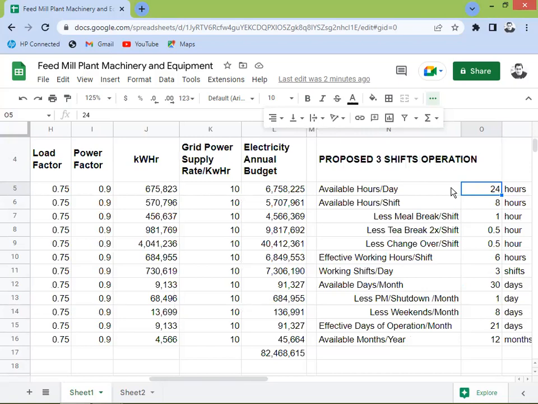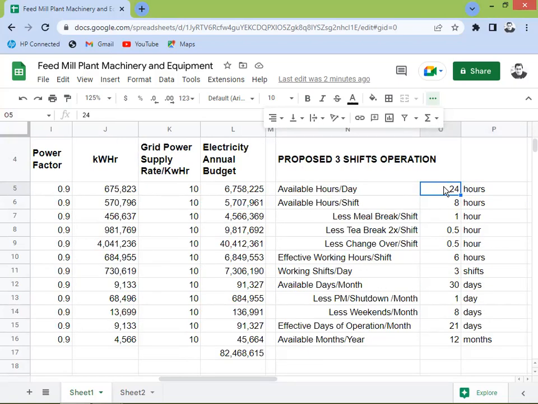Okay, that's why it's important that you have the hours of operation or days, the period: how many days in a week, in a month, how many months in a year. So in this case, we said only 6 hours is effective working hours per shift, and there will be three shifts, because this is a proposed three-shift operation. And then, remember the shutdown. You're going to provide rest days or weekend rest for your workers, right? So therefore, only 21 effective days. So this is part of the kilowatt hour.